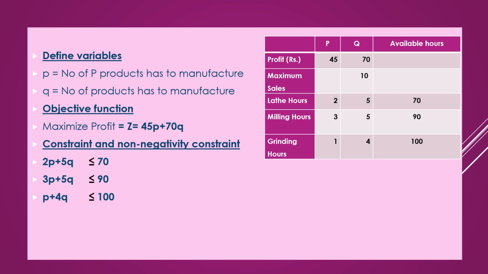And finally, we are going for the maximum sales constraint. It says Q should not be less than 10. Why? There is a market constraint. After going through this constraint, we have to go for the non-negativity constraint. You can see this is a question of manufacturing. In a manufacturing question, there should be positive quantities and we have to ignore the negative quantities. Therefore, each P and Q should be greater than or equal to 0.